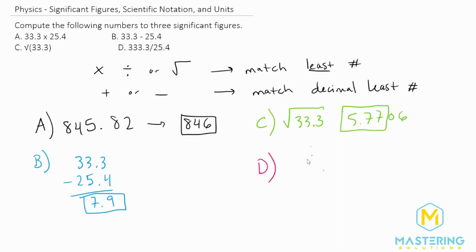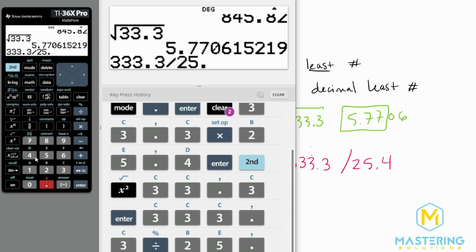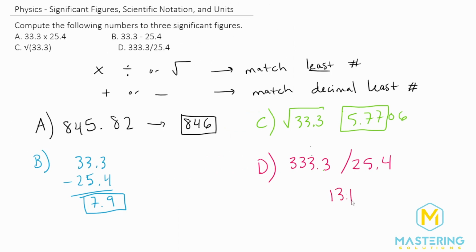Last one, let's go to D, and we have 333.3 divided by 25.4. That gives us 13.122. And the first number here has 4 significant figures. All of them are non-zeros. The second number has 3, so we'll take the least number of the two since we're dividing. And so we'll take 3 significant figures, so this will give us 13.1 as our answer for D.